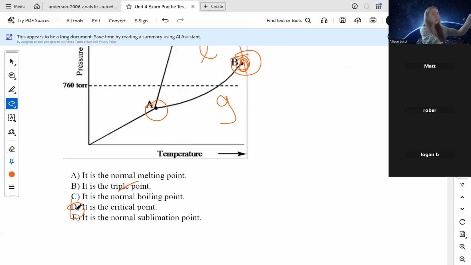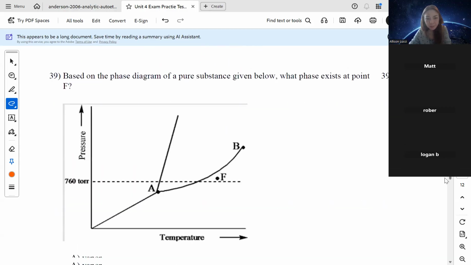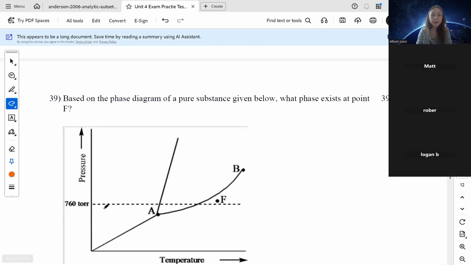So know how to graphically interpret these phase diagrams. Like here, for example, we know that at the highest pressure and lowest temperature, we would have a solid. Somewhere in the middle, we would have a liquid. And then at high temperature, low pressure down here, we have a gas.